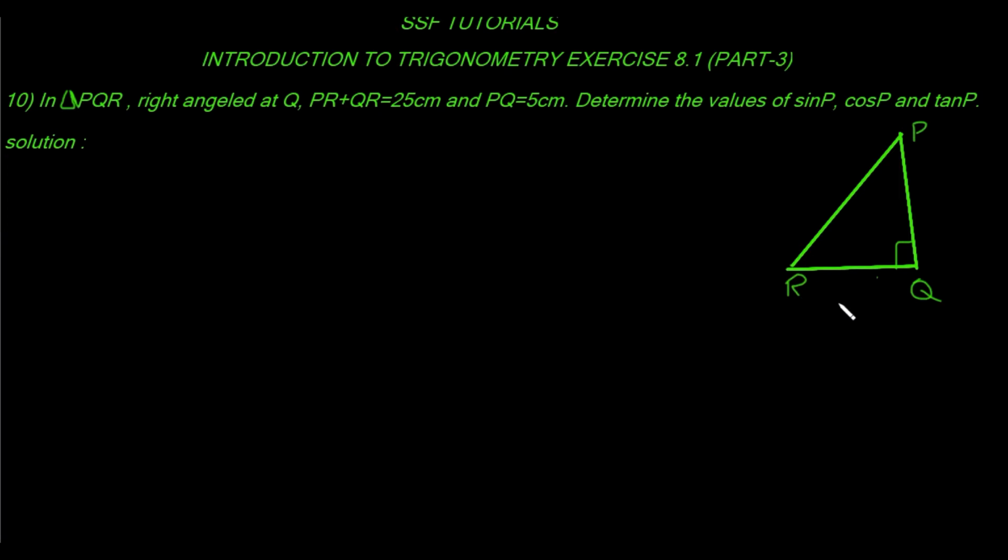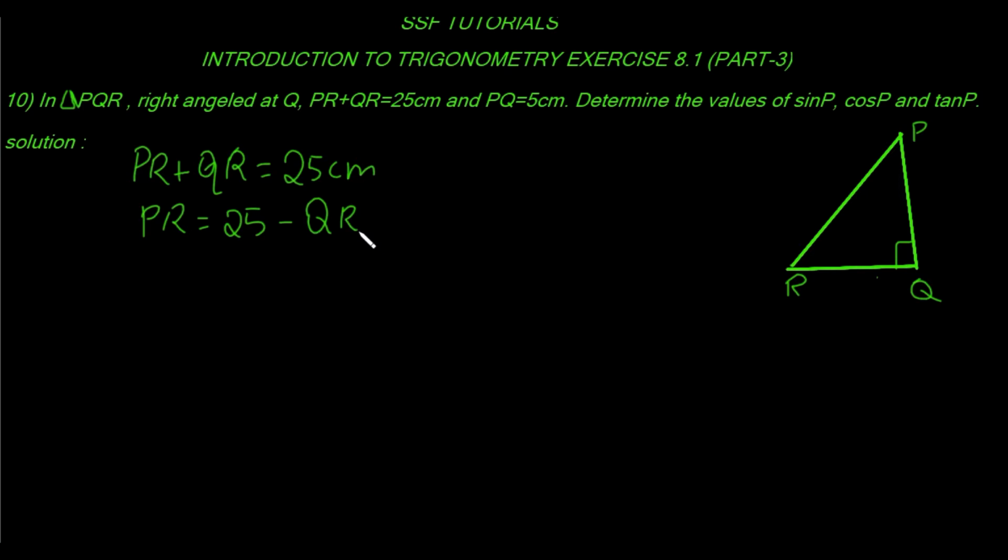In the question we have an equation which states PR plus QR is equal to 25 centimeter. Now let's write this equation in our solution. PR plus QR is equal to 25 centimeter. By sending QR to the RHS, we can rewrite the equation as PR is equal to 25 minus QR. So let's name this as equation number 1.